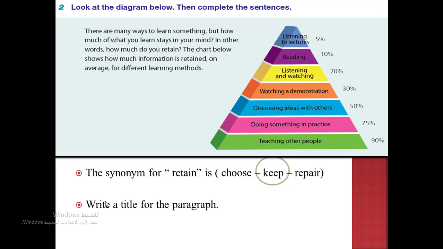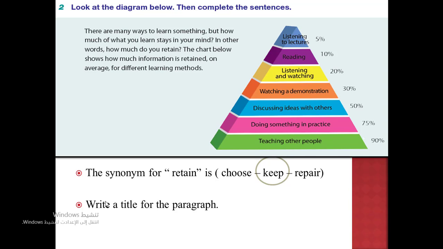Discussing ideas with others, بالمناقشة, we can get 50. Doing something in practice, we can retain 75. And finally, teaching other people, we can get 90%. So as you can see, the one in the bottom is the most beneficial one. أكتر وحدة مفيدة. So, can you help me to write a title for the paragraph? What title could be suitable for this chart and its paragraph?